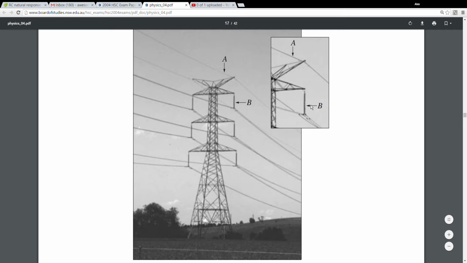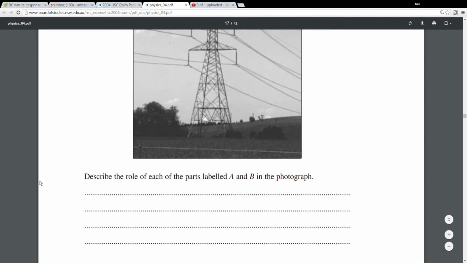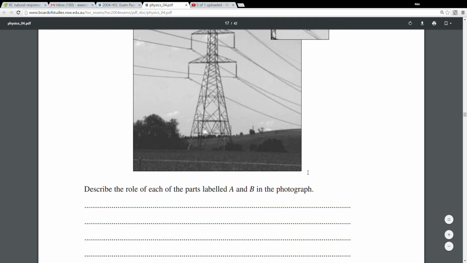And B is the insulation discs that keep the wires to the tower and insulate the wires from the ground. It's a describe, so it's okay. 2 marks.